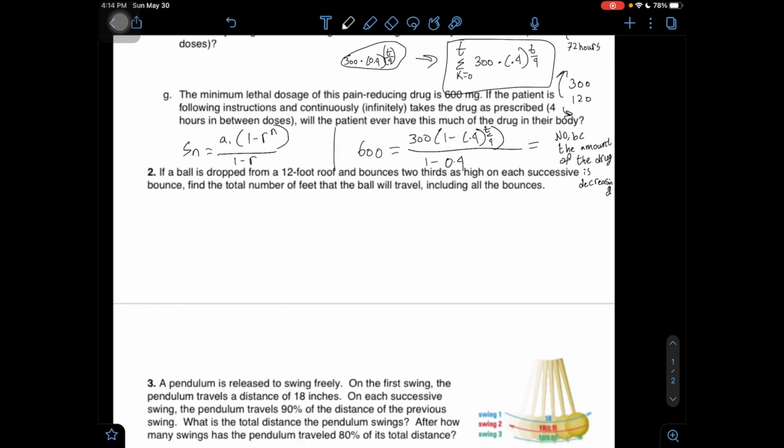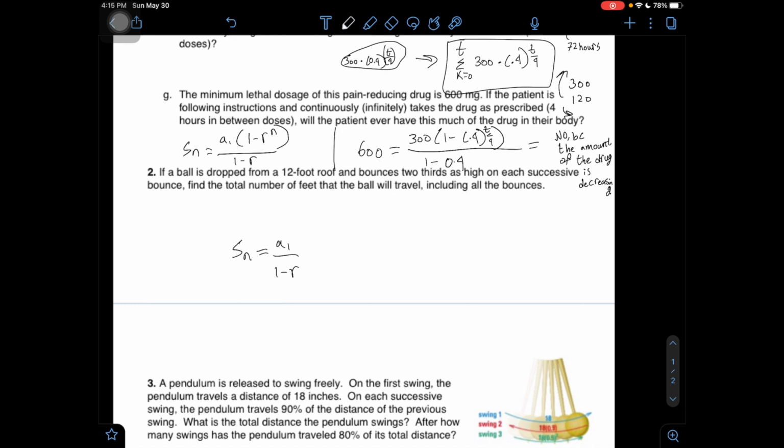Number 2 says that if a ball is dropped from a 12-foot roof and bounces 2/3 as high on each successive bounce, find the total number of feet the ball will travel, including all bounces. Well, we assume this is an infinite version, and we know this is geometric, so it's going to converge at some point. So we can use the equation from our last video, S subscript n equals a1 over 1 minus r.